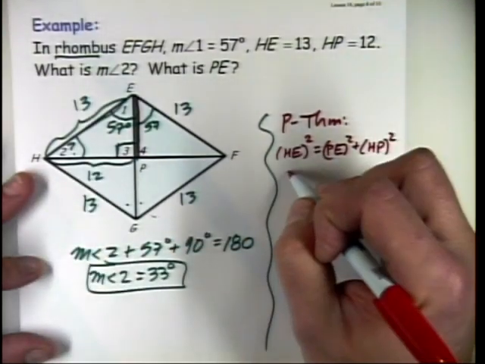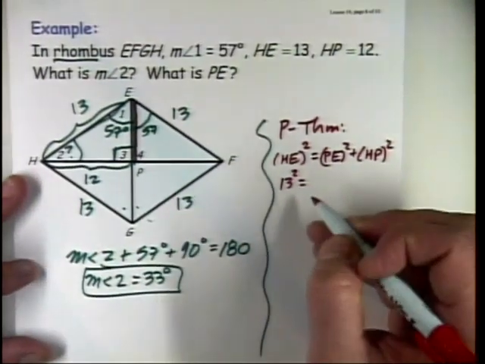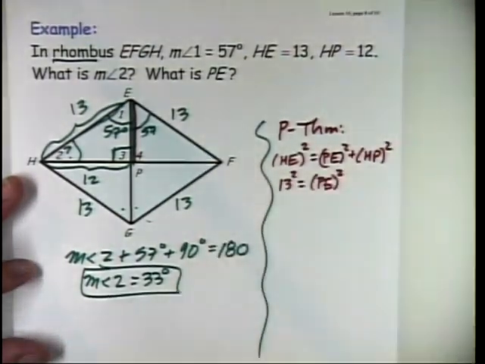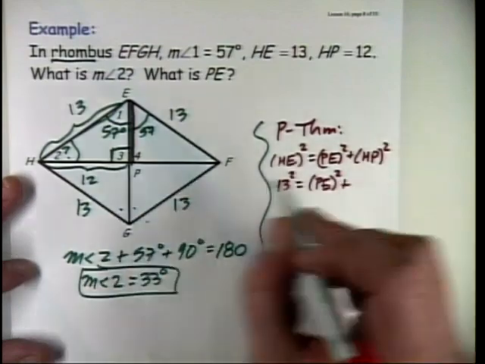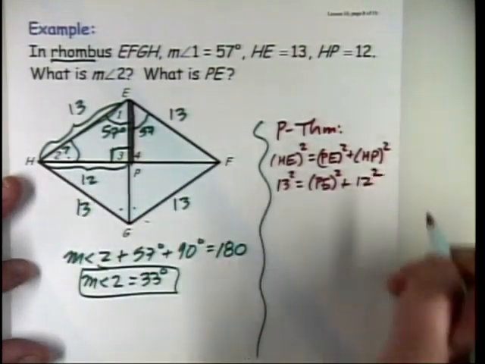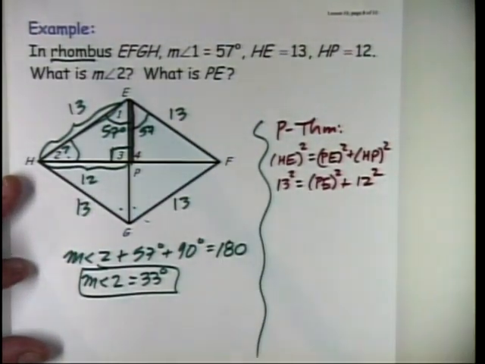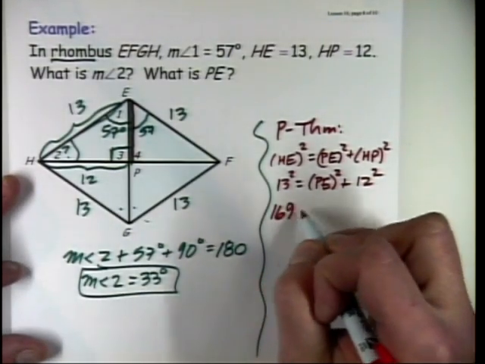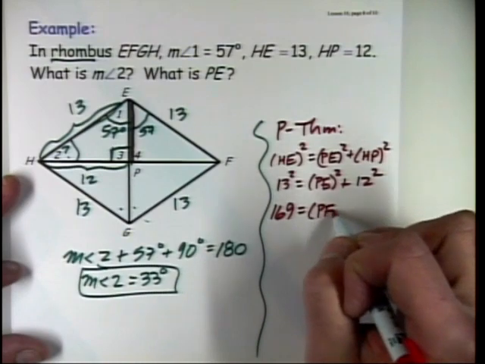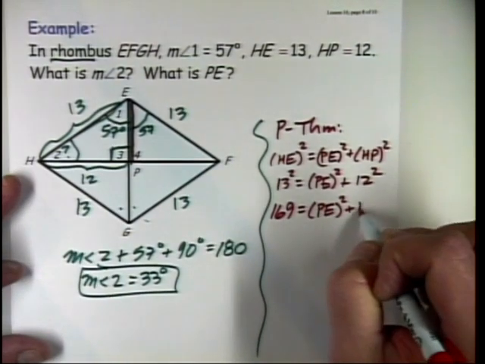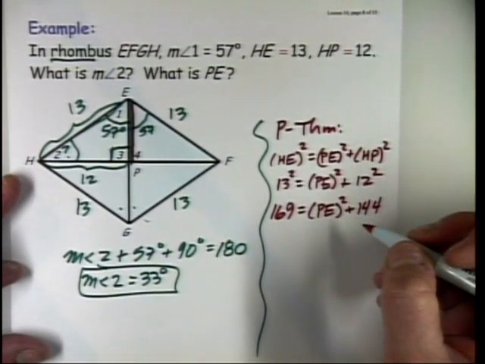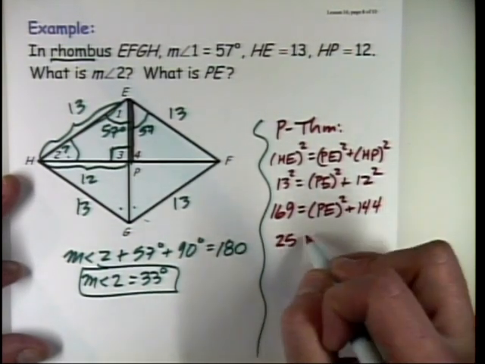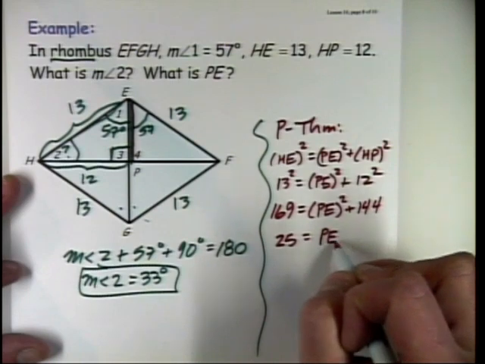I know that HE is 13, so 13 squared equals PE squared, the measure of the segment squared, plus HP is 12, so that's 12 squared. Now, these are squares that you should have memorized. If not, a calculator is there to help you. 13 squared is 169, and we still have PE squared plus 12 squared, which is 144. So now if I subtract 169 minus 144, I get 25 equals PE squared.